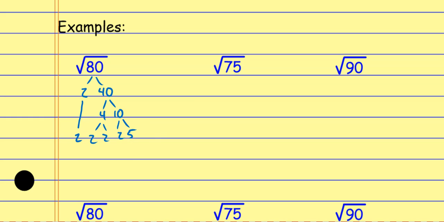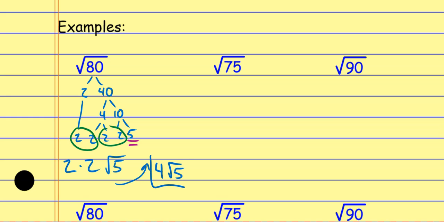Okay? And so to do the square root, I just look for pairs. So I say, oh, here's a pair of 2s, so that means I can write a 2 on the outside. Here's another pair of 2s, so I can write another 2 on the outside. And the thing that doesn't have a pair, the 5, well, that stays underneath the radical, okay? And now I simplify it just a little bit further. That's a 4 root 5, okay?